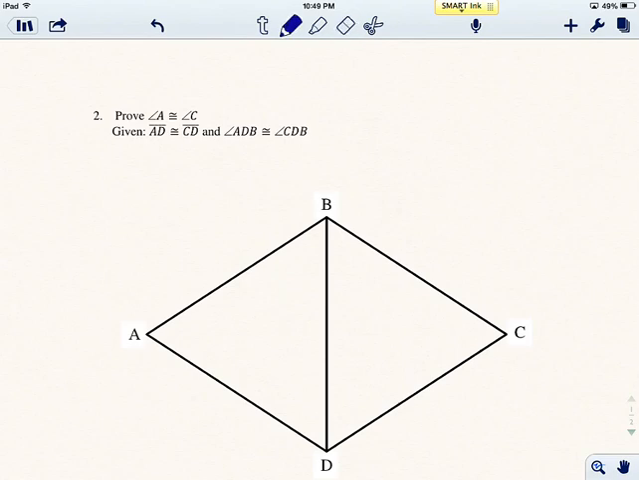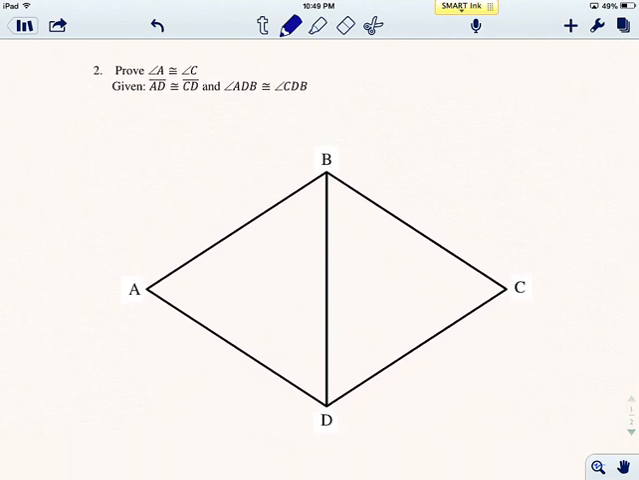Okay, so again, let's start right off with step one, which is drawing in our given information. If I've got AD is congruent to CD, I want to mark that AD and CD are congruent. Now I also have angle ADB, which is right here, is going to be congruent to angle CDB, which is right here. So we have those two angles that are congruent.